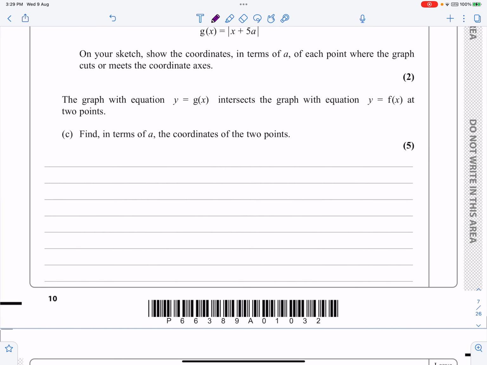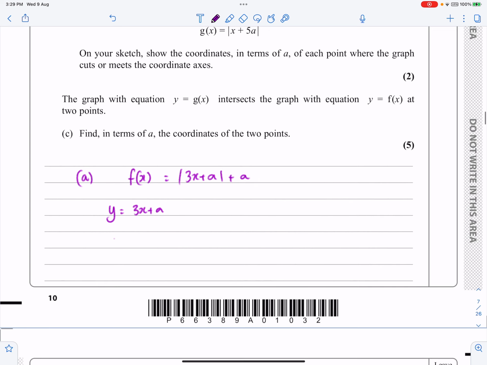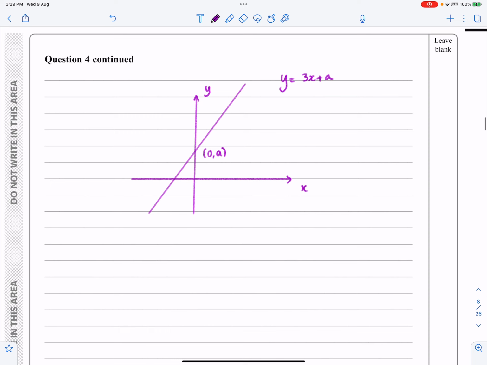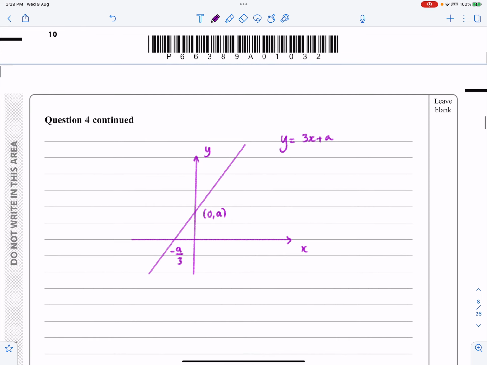If we've got that part A, f(x) was equal to 3x plus a, that's the question. But now for y equals 3x plus a, I want to know when y is equal to 0. So 0 will equal 3x plus a, so 3x is equal to minus a, so x is equal to minus a over 3. Right, okay. So this value here is minus a over 3. That's the graph of y equals 3x plus a.